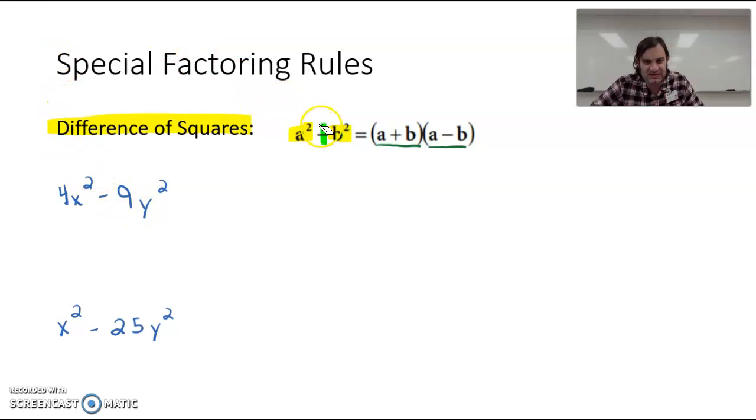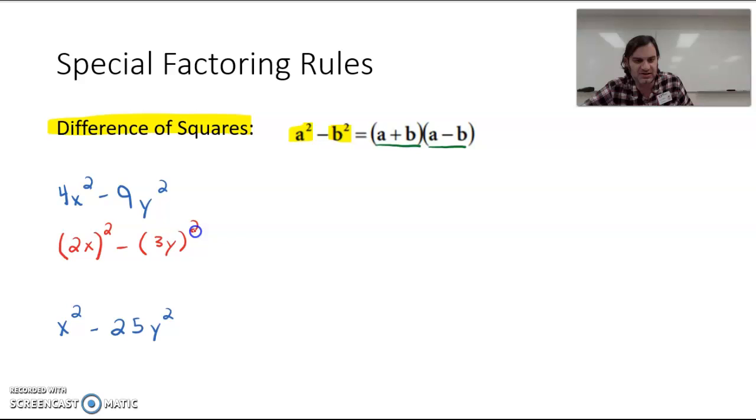Okay, so the first example we're going to do here is 4x squared minus 9y squared. We may not see that as a perfect square to start with, but if we look at it, we can rewrite 4 as 2 squared and x squared as x squared. So 4x squared is the same thing as 2x quantity squared. And then we have minus 9y squared, which can be written as 3y quantity squared. So in comparison to what we have up above, the a is 2x and the b is 3y.